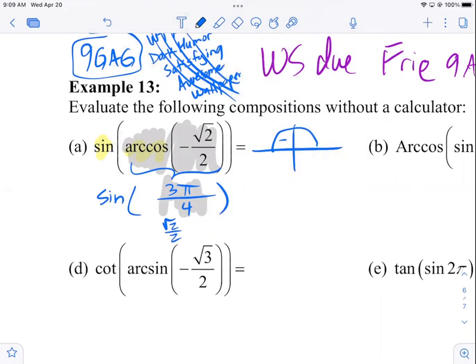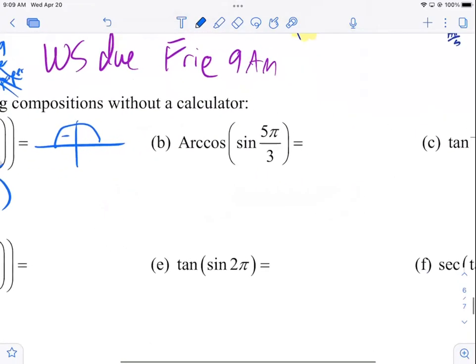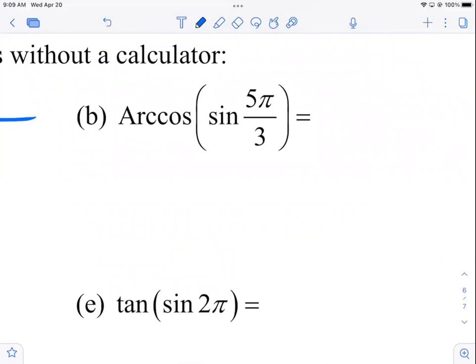All right. Letter B. Arc cosine of sine of 5 pi thirds. Are those inverses of each other? Are they going to undo each other? No. So we just work it out from the inside out. Now we're starting with an angle. What is sine of 5 pi thirds? Yeah, negative square root of 3 over 2.